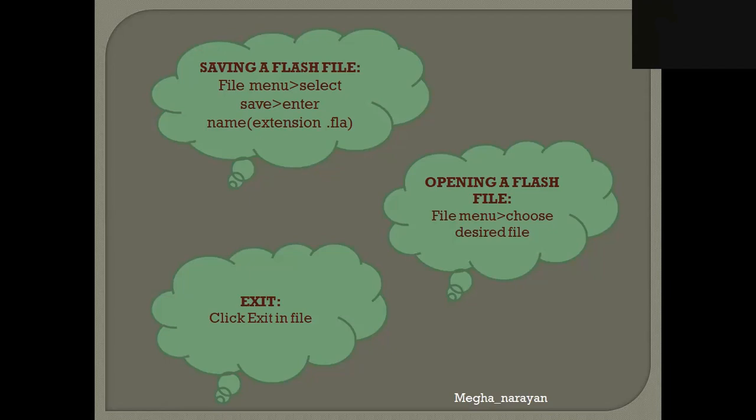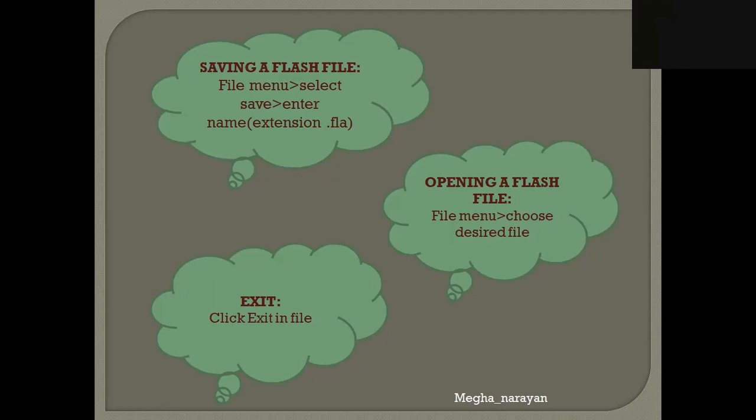Time to learn the last part, Exit. This option is available to us in File. Click on the File menu and you will get the Exit option. So this was all about three tasks: saving, opening and exit.